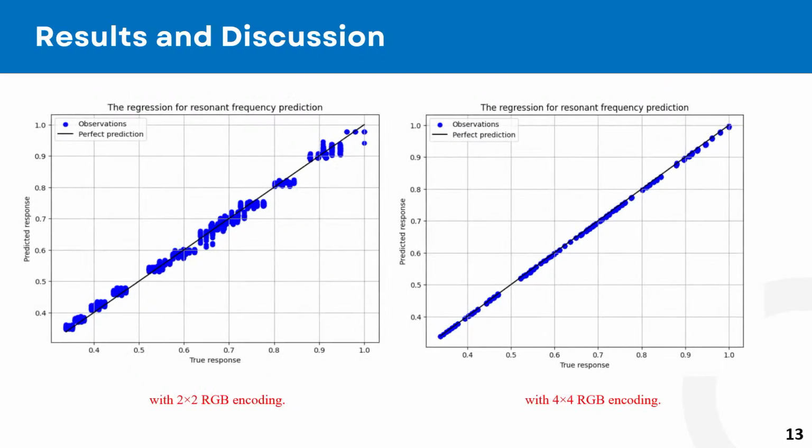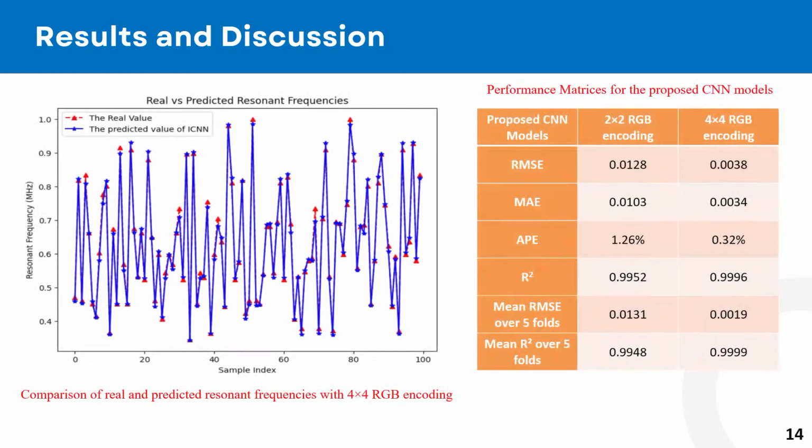Now see, this is the result and discussion part. Here you can see the regression for 2 by 2 and for 4 by 4. In 4 by 4 you can see that the points are very much on the perfect regression line. On the left hand side of the slide you can see the real frequencies and the predicted frequencies, they are lying very close.